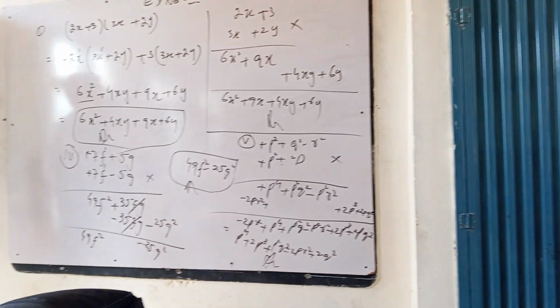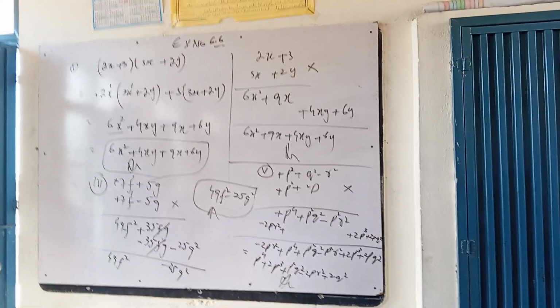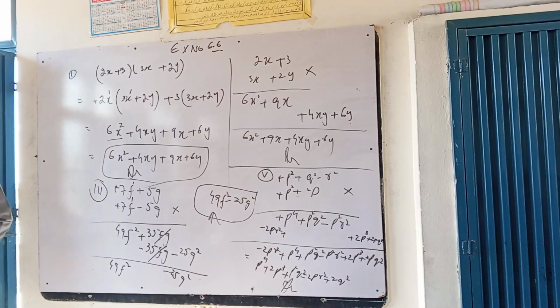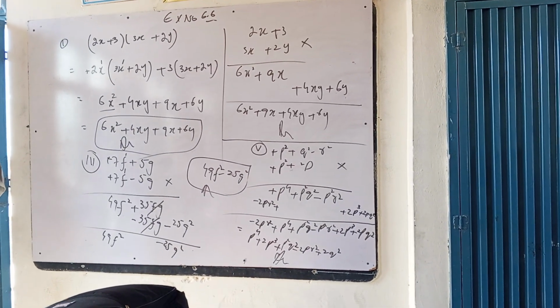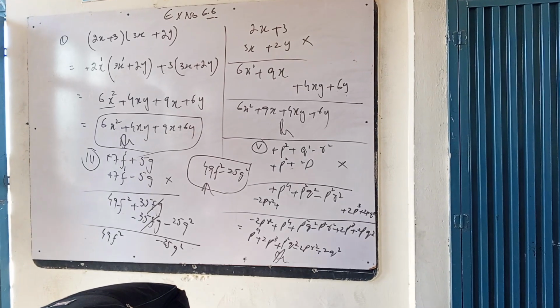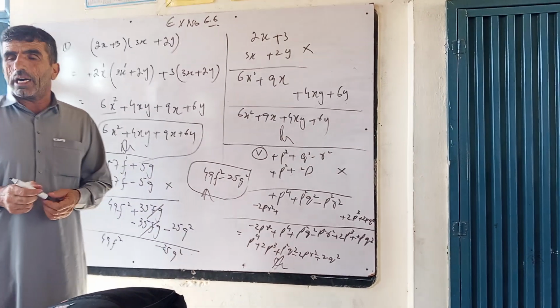So you remember that while multiplying a variable with the same variable, we shall add the degrees of those variables, and the coefficient will multiply with the coefficient.